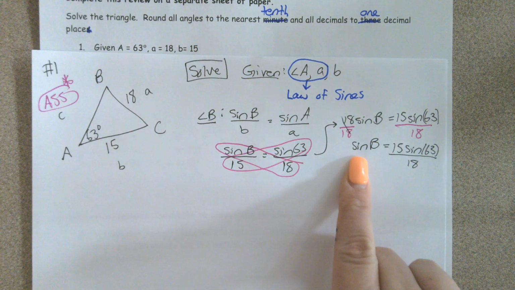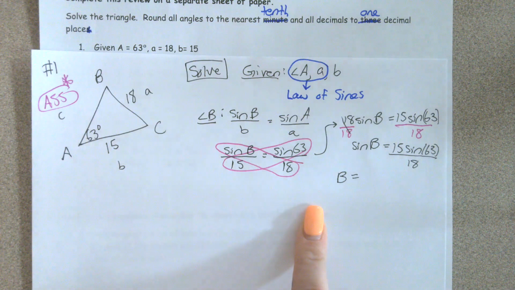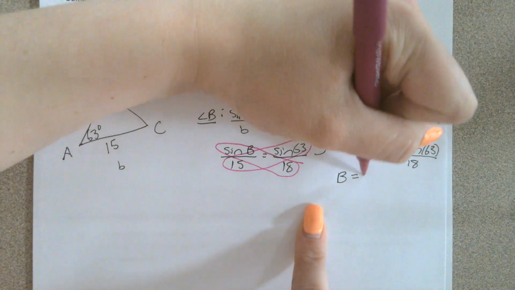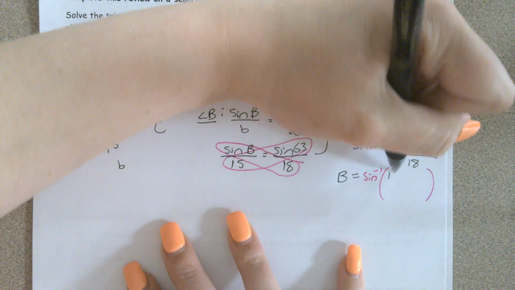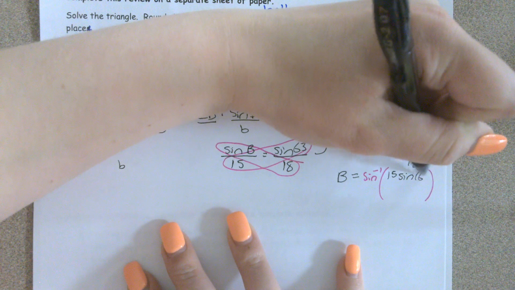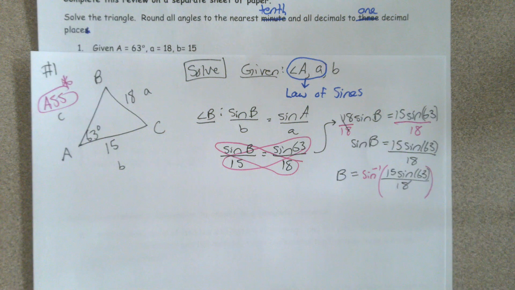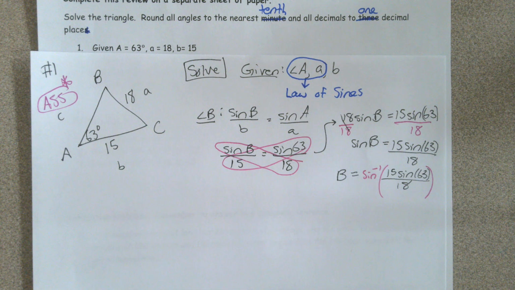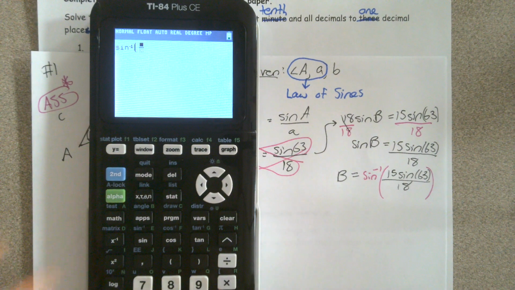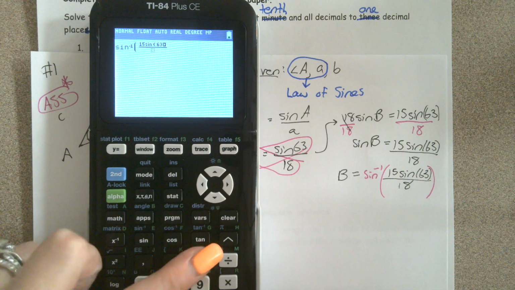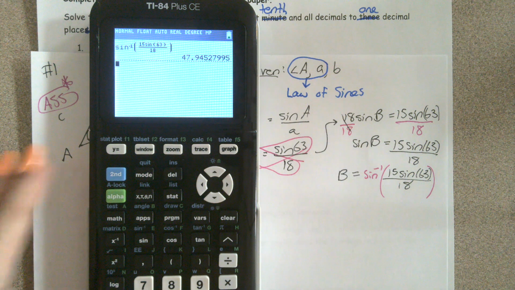Last but not least, to get the B by itself, we have to remove sine. So we take the inverse of both sides. So we end up with inverse sine of that whole fraction. And then calculator to get our answer. And if we round to the nearest tenth, that is 47.9.